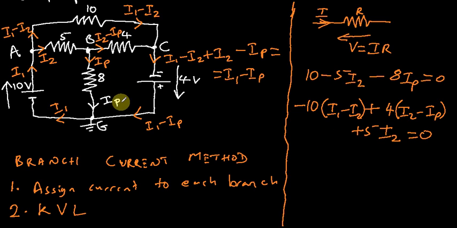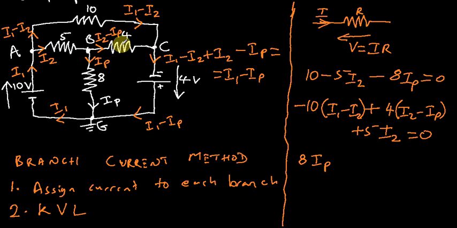Our third KVL equation, I'll write it quite quickly. We're going around this loop. Let me start from this bottom here. If I start moving upwards, I am moving against the flow of current. Current is IP. Since I am moving up, I am moving against the flow of current. So I start with positive voltage, which is 8 times IP.